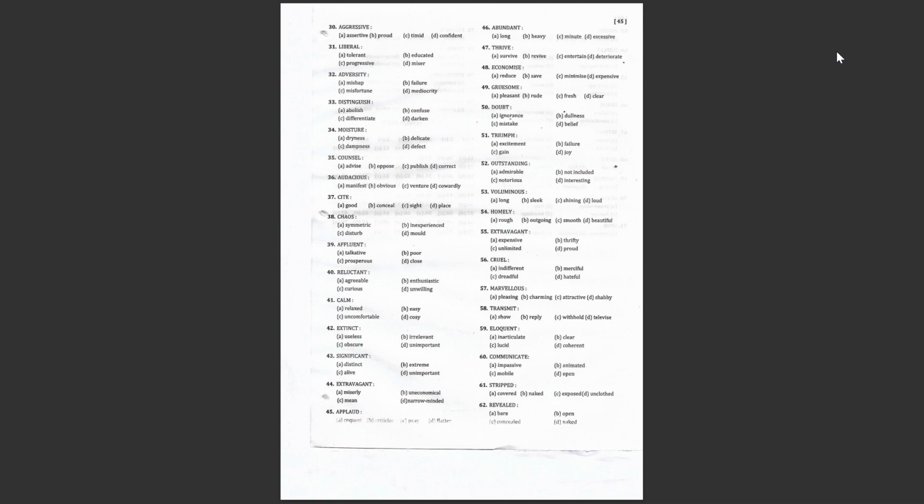Word number 43 is significant. Significant is something that is important, that is relevant, that is crucial, vital. That is what significant means. And the antonym here would be option number D, something which is unimportant. That is what significant का antonym would be.